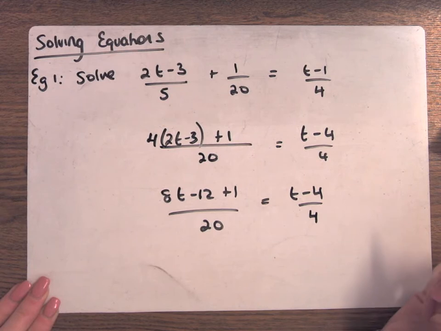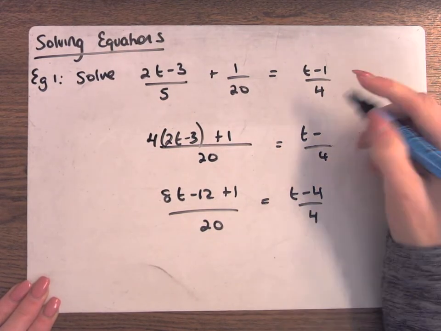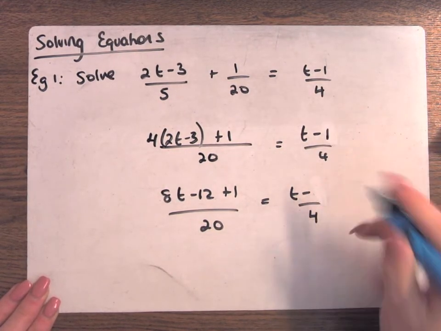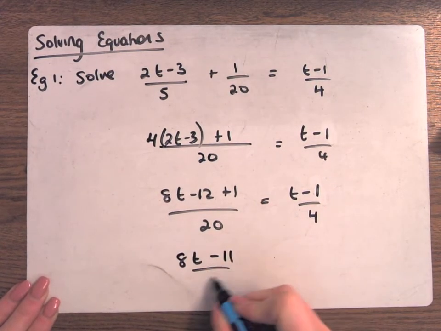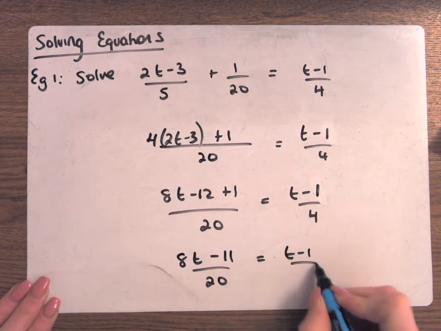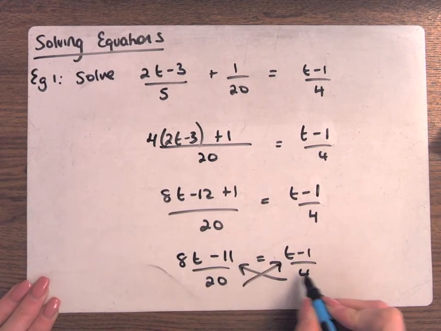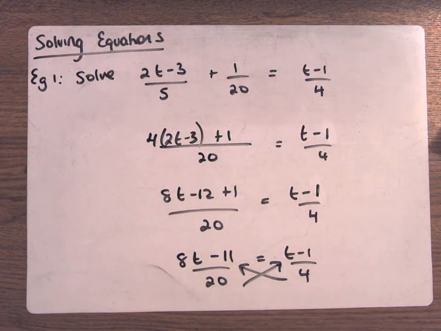You don't have to take it down. Sorry, where did that 4 come from? It's a 1 from there. Okay, and then you'd get 8t minus 11 over 20 equals t minus 1 over 4. And then you could cross multiply. 4 goes up there, 20 goes up there, and you end up with the same thing.